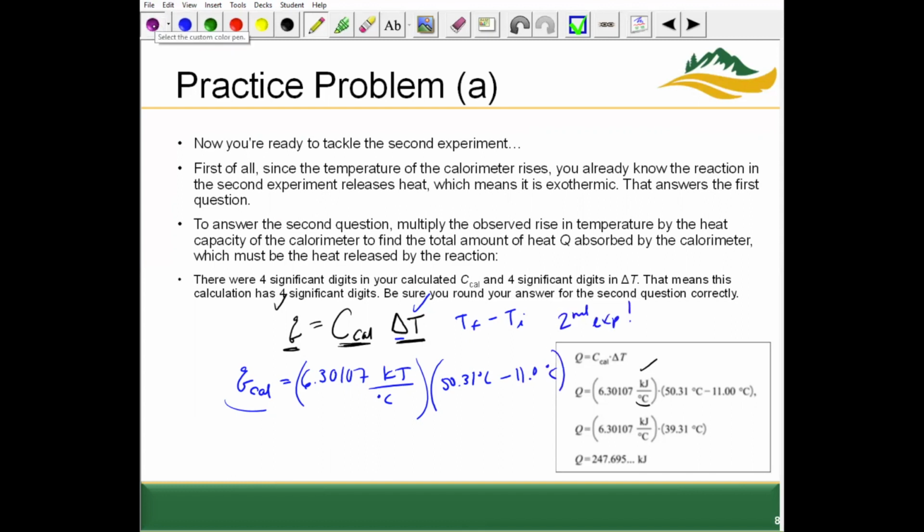So then we'll get units that make sense. Degrees C and degrees C will cancel out. We do subtraction here, then multiply it by the heat capacity of the calorimeter to get a value of about 247.695 without rounding, in units of kilojoules. So based on the heat capacity of the calorimeter and by how much the temperature changed in the second reaction, we know that this amount of energy or this amount of heat was involved.